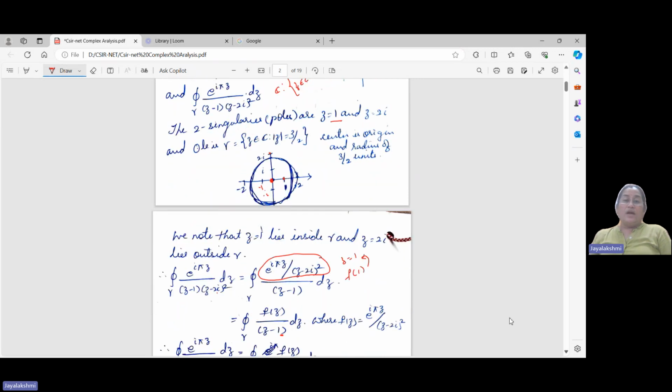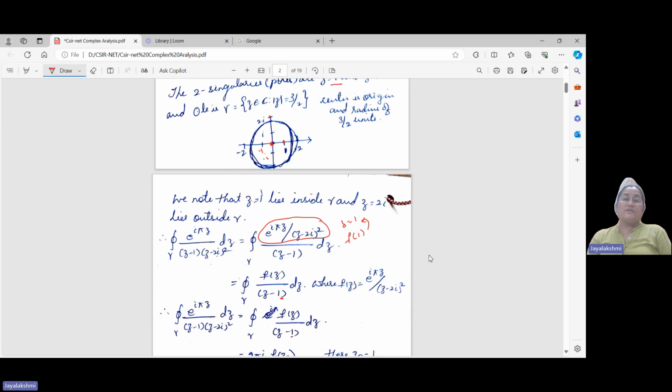So after locating these singular points, let us get back to the integral over gamma of e to the power of i pi z over z minus 1 into z minus 2i whole square dz. We try to rewrite it. Since 2i is outside, we take this 2i part to the numerator, and the whole of that becomes f of z. Now this is the integral over gamma of e to the power of i pi z by z minus 2i whole square, whole divided by z minus 1 dz.